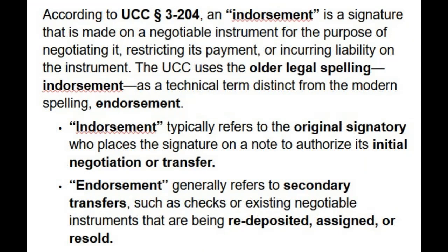According to UCC Section 3-204, an endorsement is a signature that is made on a negotiable instrument for the purpose of negotiating it, restricting its payment, or incurring liability on the instrument. The UCC uses the older legal spelling endorsement as a technical term distinct from the modern spelling endorsement.